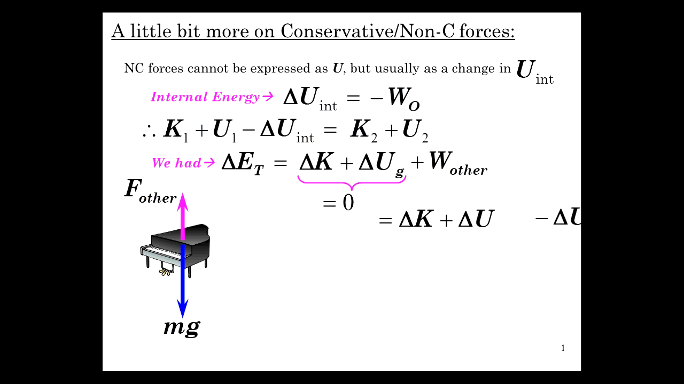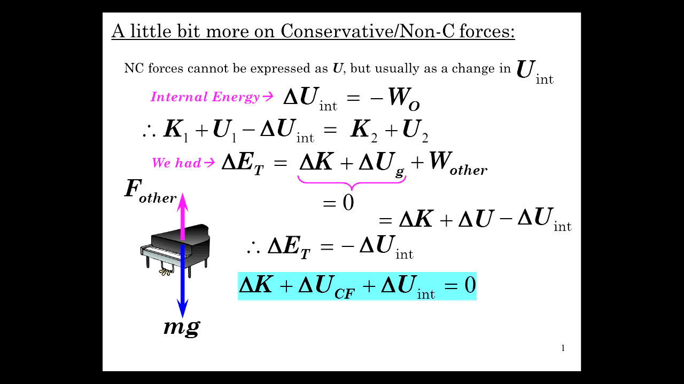So that's delta K plus delta U minus delta U internal. We just flipped the sign from the work other, all we did there. Then the change in total energy is equal to minus delta U internal. That's what we're left with. Delta K, delta U are both zero. So we have delta K, the change in kinetic, plus the change in the potential energy from whatever conservative force we're talking about, plus the change in internal energy altogether equals zero.